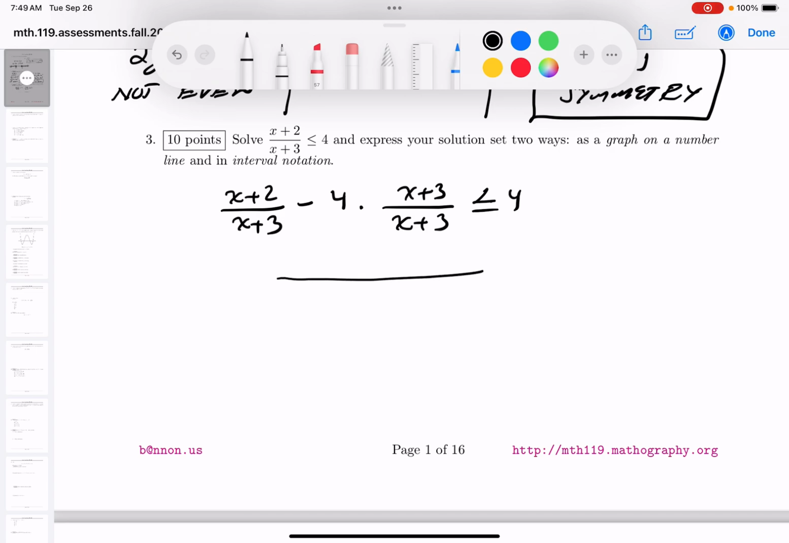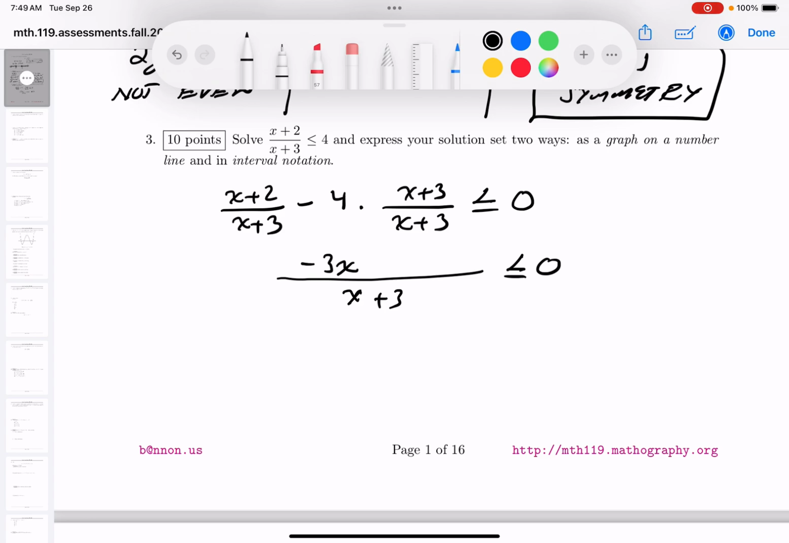Okay, got the common denominator, which is x plus, whoops, I'm sorry, I made a mistake there. I subtracted 4 from both sides, all right? So that's 0. You get x plus 3 in the bottom. And what do you get for the numerator? Well, you get x plus 2 minus 4 times (x plus 3). Well, that's going to be x minus 4x, which is minus 3x.